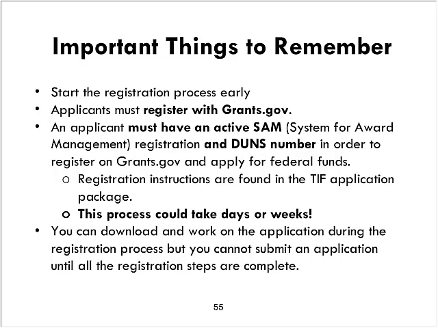Start the registration process early. Critically important that you do that. You will have to register with grants.gov if you are not already, and you must have an active System for Award Management registration and a DUNS number. These things can take some time. They can take days or weeks. So you want to make sure that you leave plenty of time to get all of the registrations that you need and that you're set up. You don't want to wait too long, because if you're waiting for these things at the end, these are the things that could cause you to submit an application after 4:30:00. So you want to make sure that that's not the case.